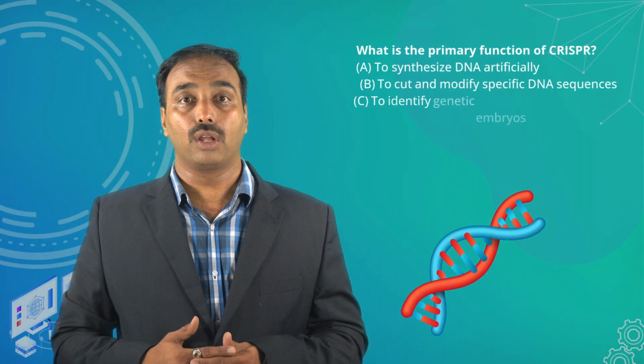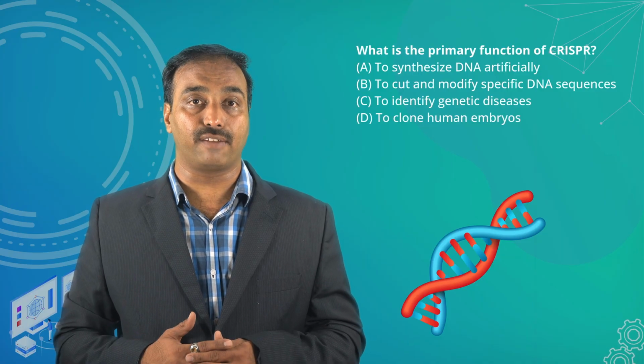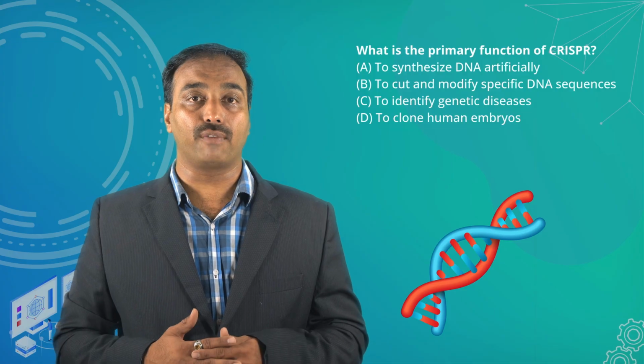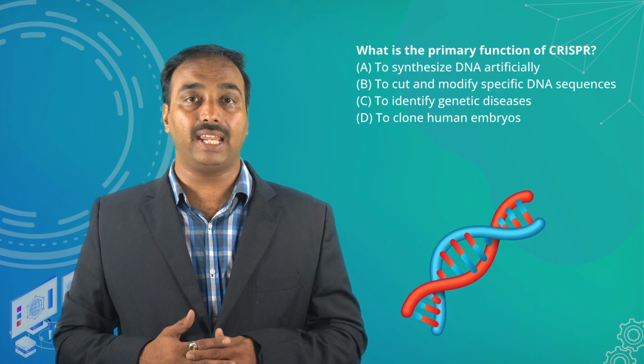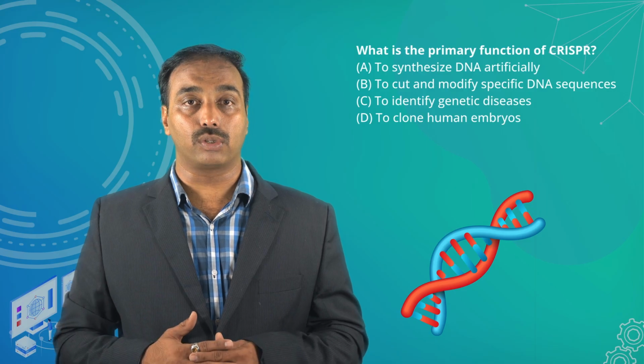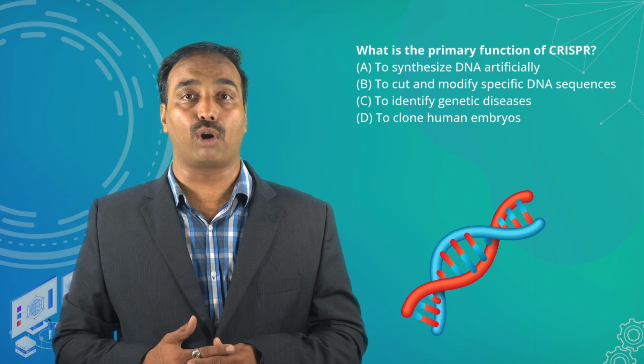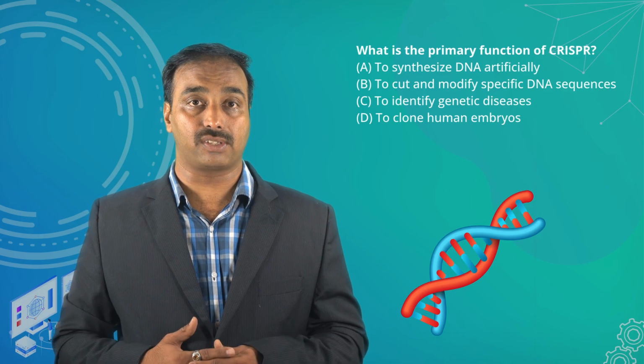So the questions are, what is the primary function of CRISPR? Options, A, to synthesize DNA artificially. B, to cut and modify specific DNA sequences. C, to identify genetic diseases. D, to clone human embryos. The correct option is option B, that is, CRISPR is used to cut and modify specific DNA sequences.